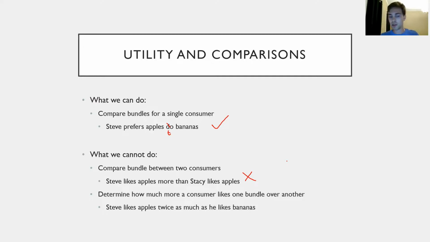The other thing we can't do is determine how much more a consumer likes one bundle over the other. So we can say that Steve likes apples more than he likes bananas, but we can't say Steve likes apples twice as much as he likes bananas. We can order these things, but we can't make a magnitude argument. Even if his utility function tells us that utility from an apple is 20 and utility from a banana is 10, we can't determine that Steve likes apples twice as much as he likes bananas. That's something we cannot do.